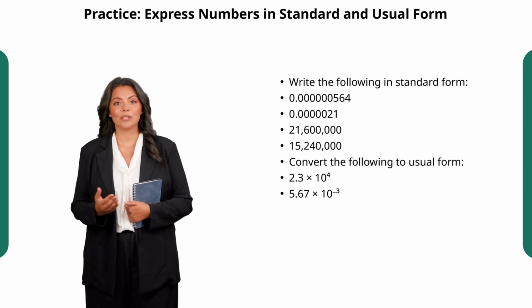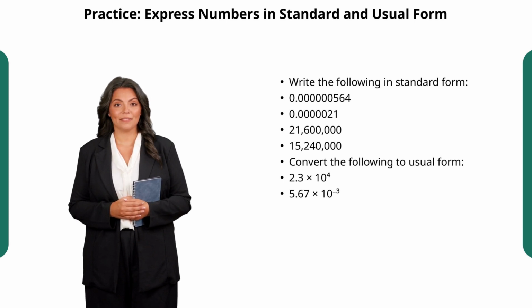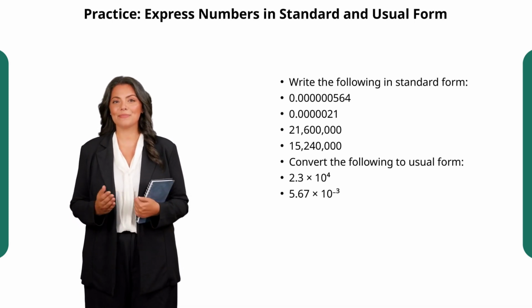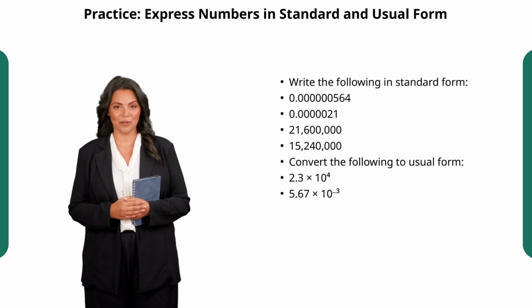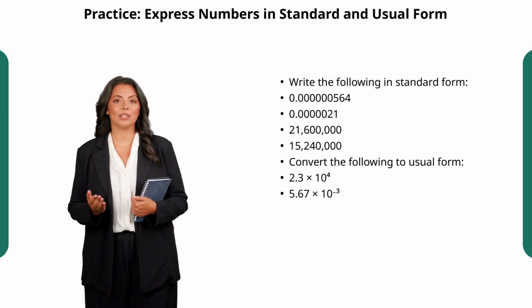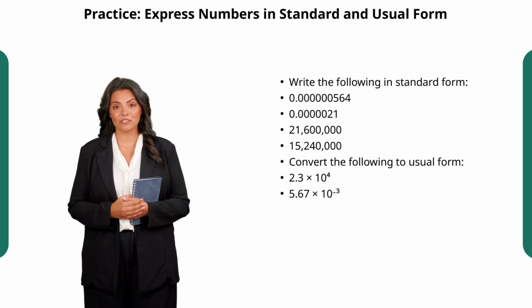Next, convert these scientific notation numbers back to usual form: 2.3 times 10 to the power 4, and 5.67 times 10 to the power of negative 3. Take your time to approach each carefully. Feel free to pause the video and solve them yourself before I reveal the answers. Practicing these conversions will solidify your understanding. It will build your confidence handling exponents for both small and large numbers.